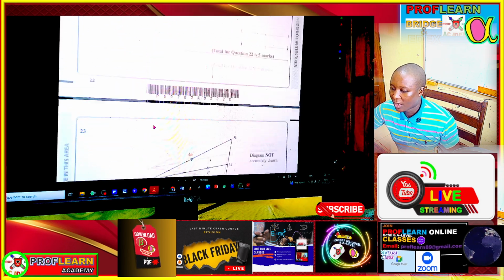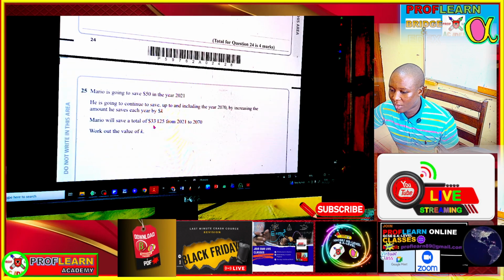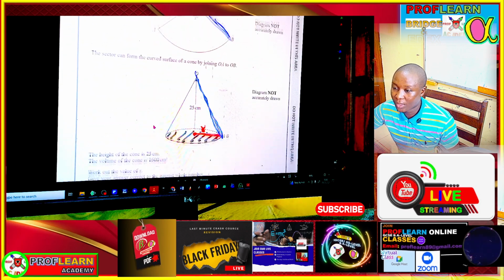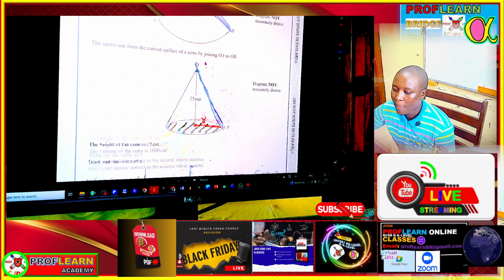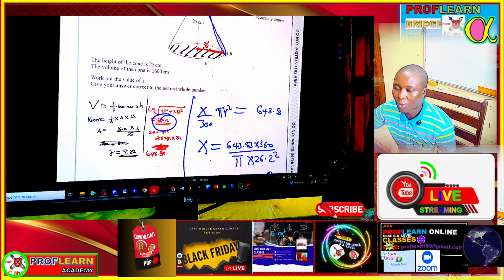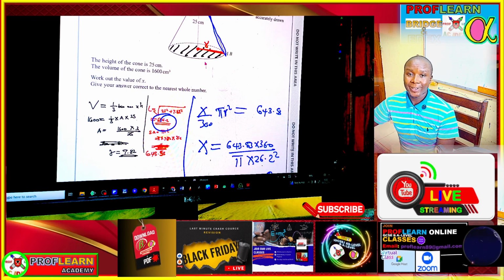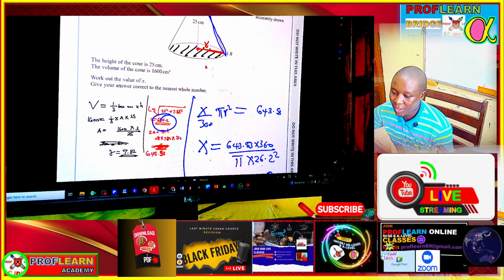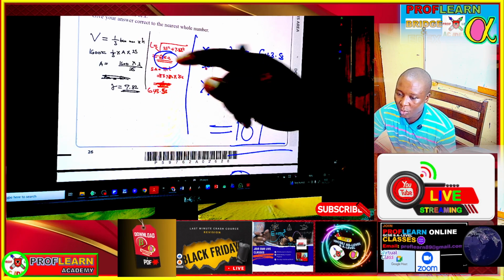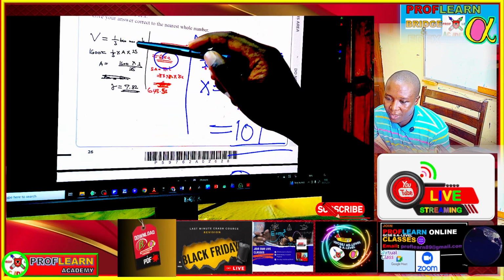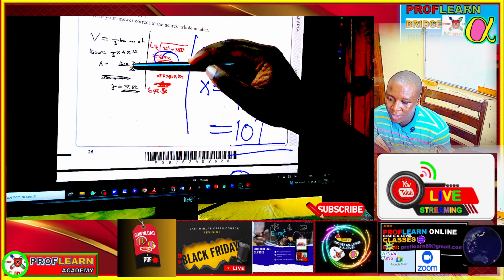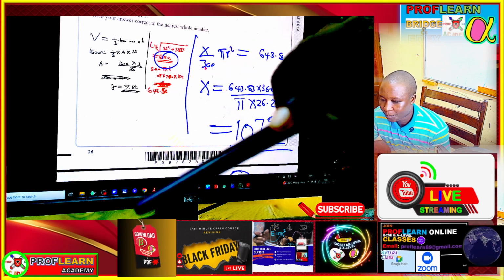Well, another question that made students cry was a question to do with a sector given here, and then it was folded to form a cone. The first thing you are to do as a candidate is to remember the volume of a cone is given by a third base area times height. Then you use that to find the base area.